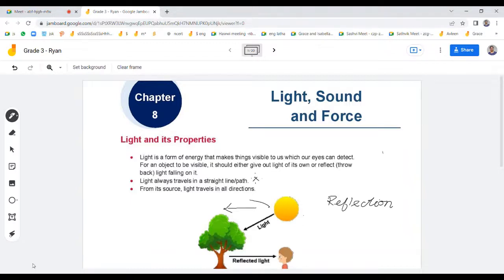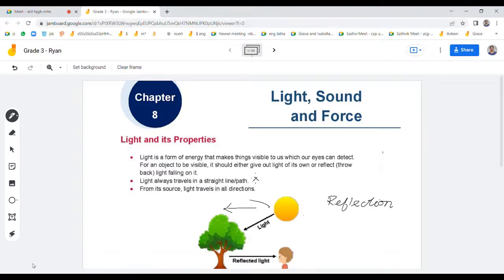Can you remember these three properties? These are the basic properties of light. Can you repeat these three properties in your own words? You try. Light is a form of energy that makes things visible. You don't want to read. Use your own words and explain these properties.